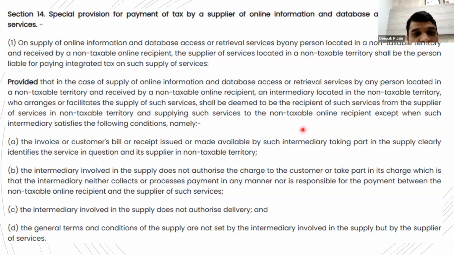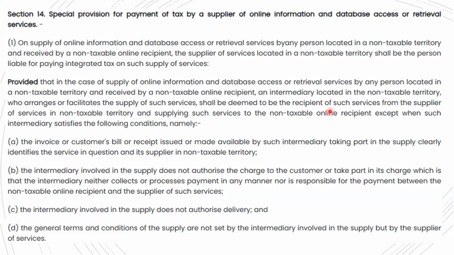Kuber sir, am I clear? Can you repeat once again? See, what I'm trying to say is that the intermediary is introduced here to say that if an intermediary is involved in this transaction, then the role of the intermediary is that he will be deemed as a recipient. Okay, he'll be deemed as a recipient. After that, what happens is not clearly mentioned in the proviso.